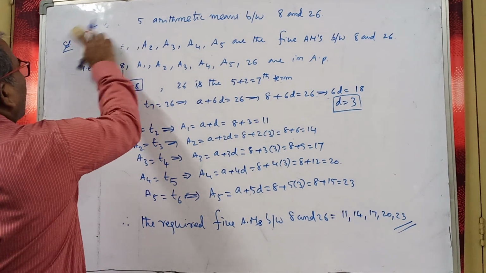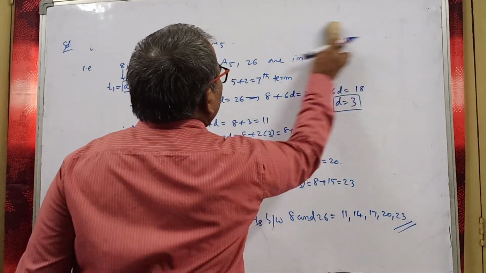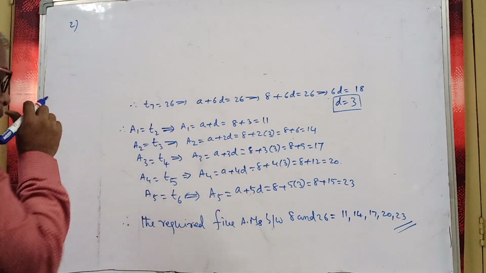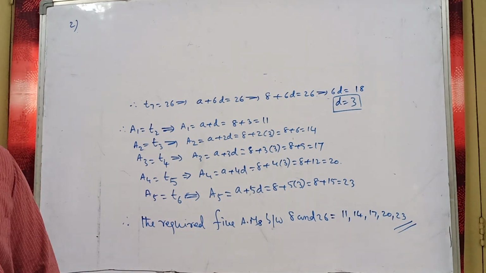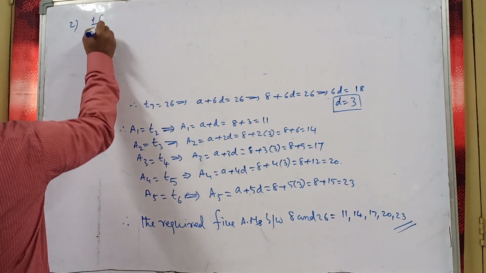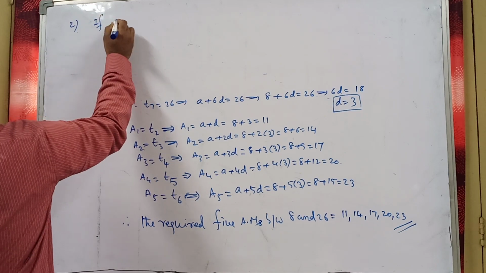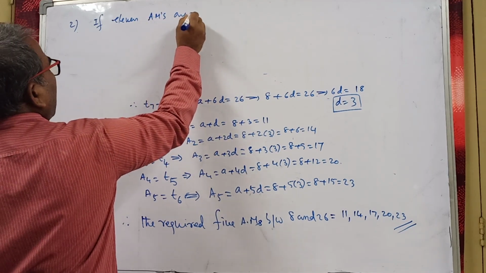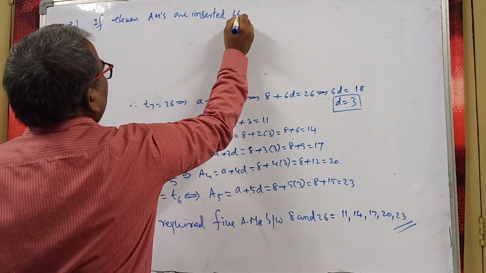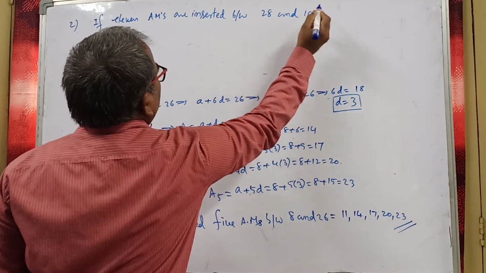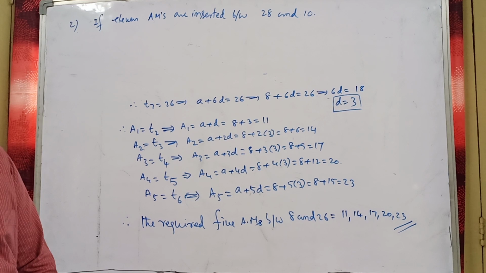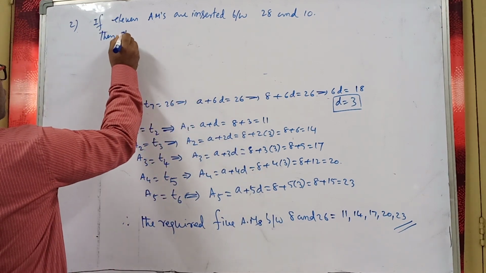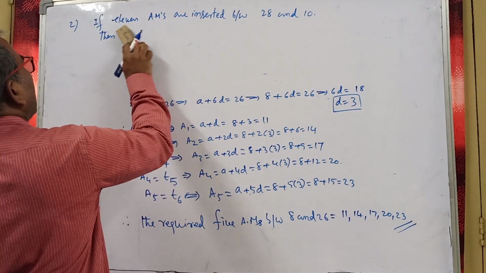Okay, second question. See, if 11 arithmetic means, AMs, are inserted between 28 and 10, then find the number of integral AMs.